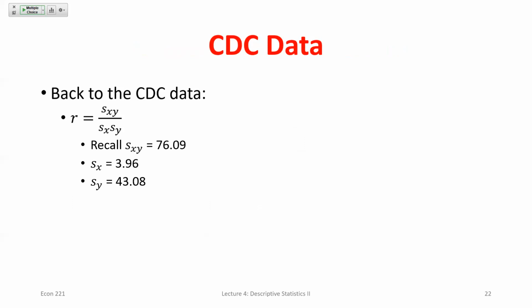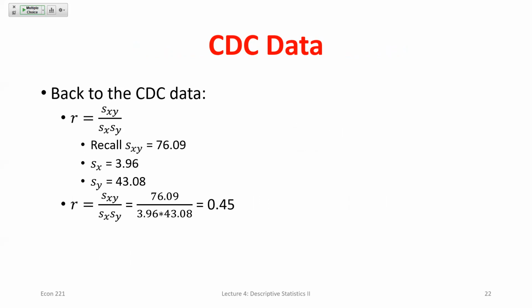So now I could compare something. We could do this for the CDC data, right? I could plug in my covariance, plug in my standard deviations, and come up with that correlation coefficient. So scaling that covariance of 76 that wasn't useful, the correlation coefficient is 0.45. Is that the strongest relationship? Is it the weakest? Well, the strongest would be 1. The weakest is 0. So it's somewhere in between, right?